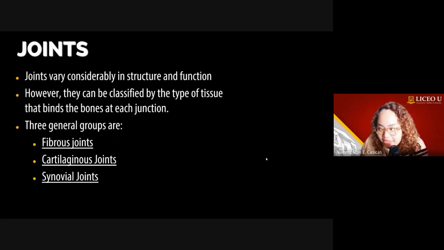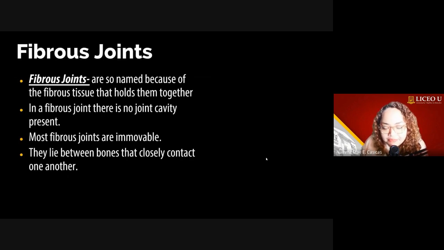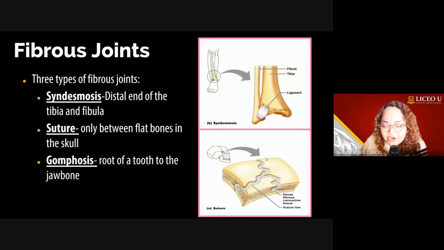Now, there are three main groups of joints. You have your fibrous, cartilaginous, and your synovial joints. Your fibrous joints are named because fibrous tissue is the one holding them together. So, there is no joint cavity present at all. Most fibrous joints are immovable and they lie between bones that closely contact one another. These are found primarily in your skull. Your skull is made up of different bones, right?